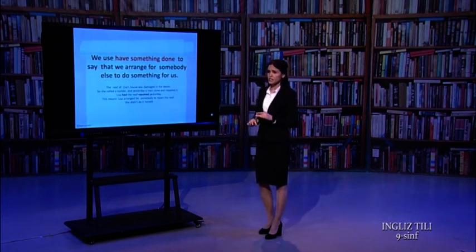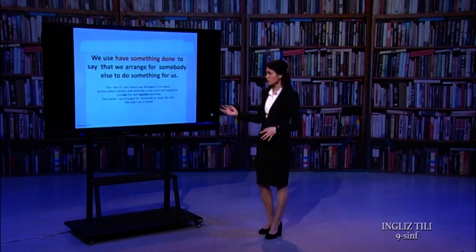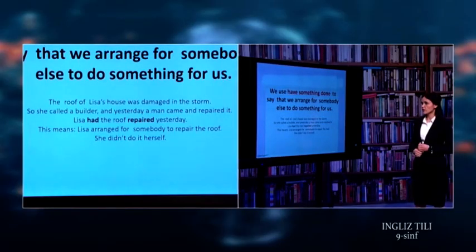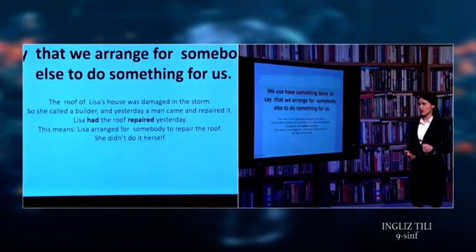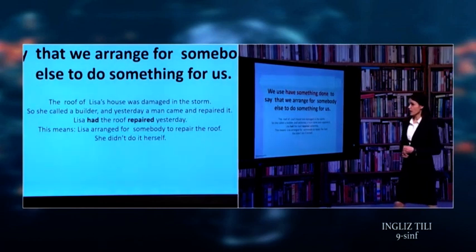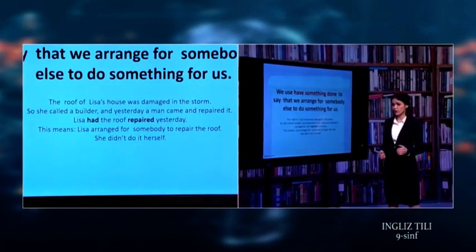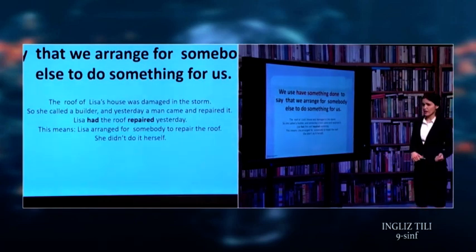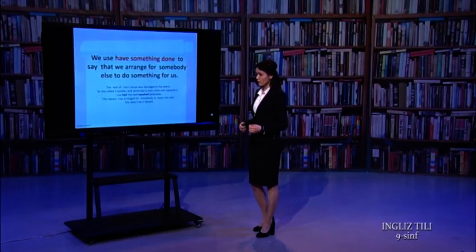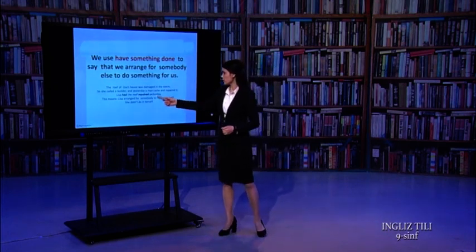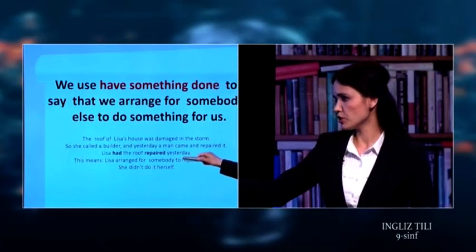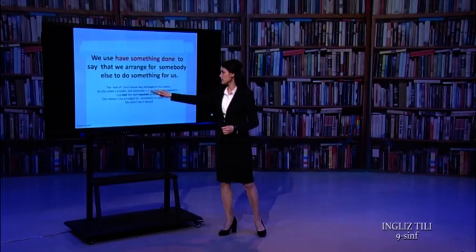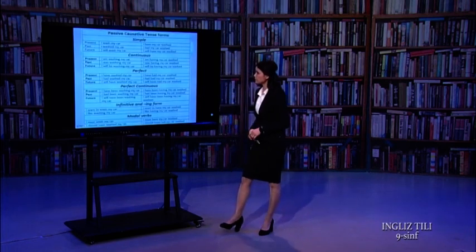That means she didn't do it herself. She called somebody, a man came to her house and then repaired it for her. That means she can't do it because she is not able to do it. She can ask somebody, for example, a friend, a husband, a dad, or another person who can do it better than her. Lisa arranged for somebody to repair the roof. In the end, she didn't do it herself. That's why Lisa had the roof repaired yesterday.